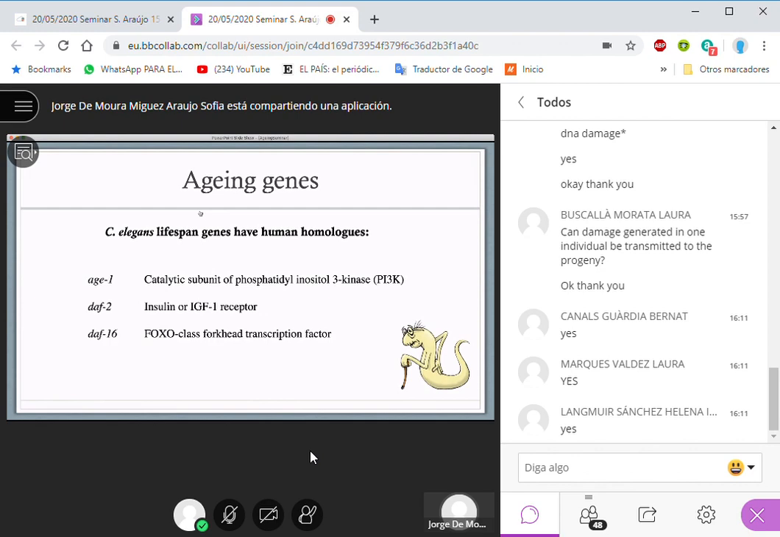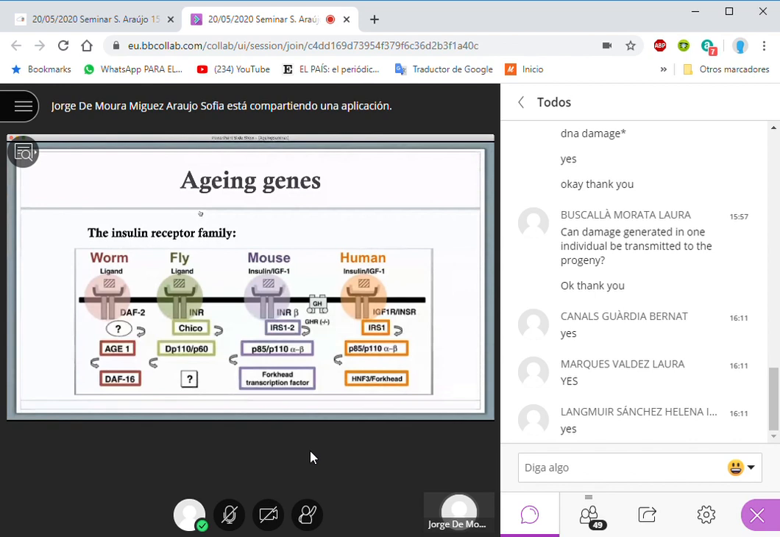AGE1 is a homolog of PI3 kinase, as I was saying before. DAF2 is a homolog of the insulin/IGF-1 receptor, and DAF16 is one of these transcription factors called FOXO, which is downstream of the insulin receptor. And all this at the same time, not just the homologies with human genes, but also the universality of all of these has made the nutrient sensing pathway one of the axes of aging research.